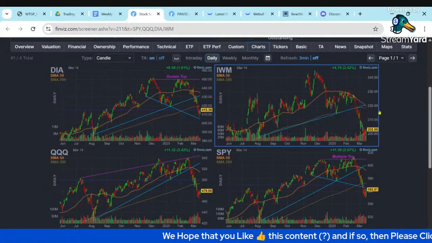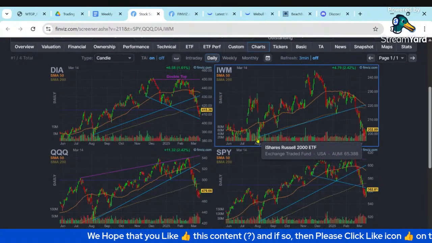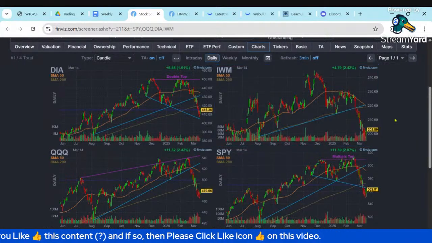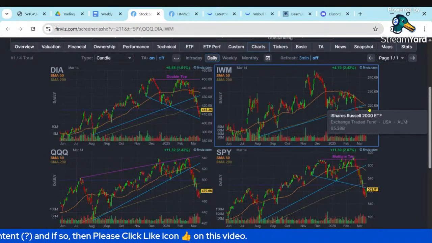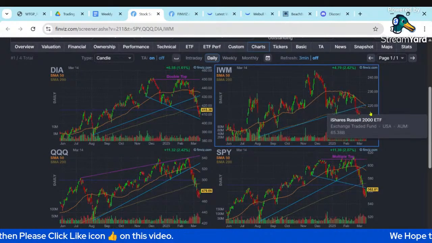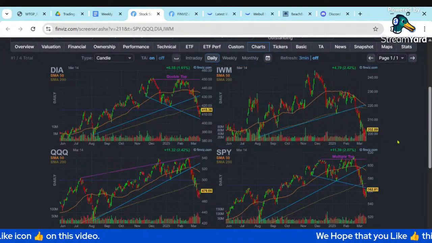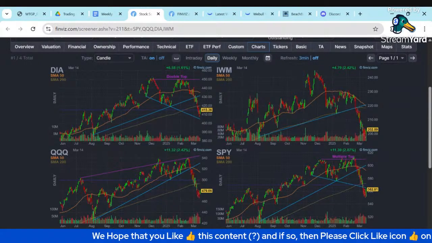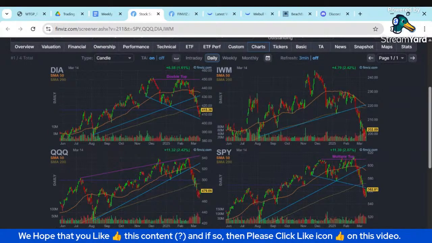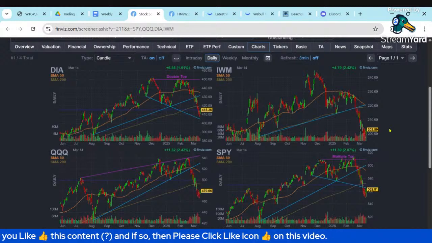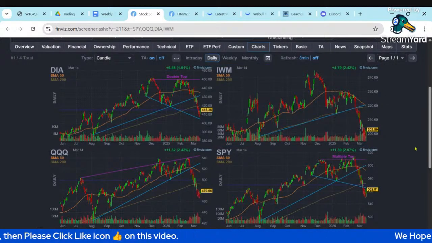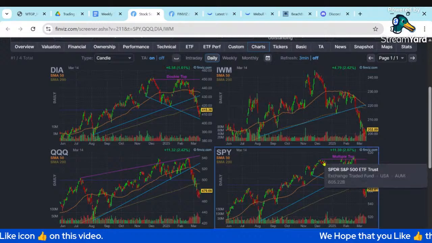IWM, Russell, again, very weak. It's very near its August low, significantly below its 200-day and 50-day. Looks like we might even get a death cross on the IWM. So again, a lot of weakness there. It's going to be sensitive to the FOMC interest rate decision this week. If we don't get a rate cut, although the probability of rate cuts is pretty low, again, more potential downside in the IWM.